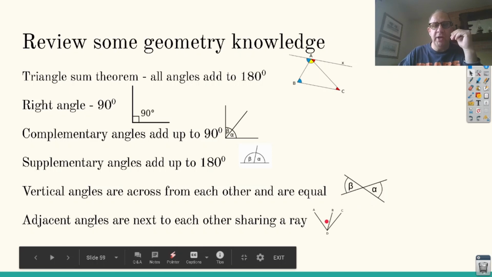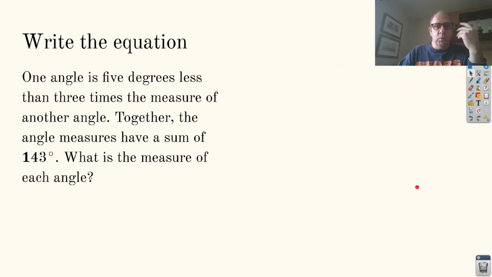And then adjacent angles are angles that are right next to each other. They don't have to add up to 90 degrees or 180 degrees. They're just next to each other and they share that line. Okay, all right, so let's try this. Let's write some equations using what we know about geometry, drawing pictures if we have to.